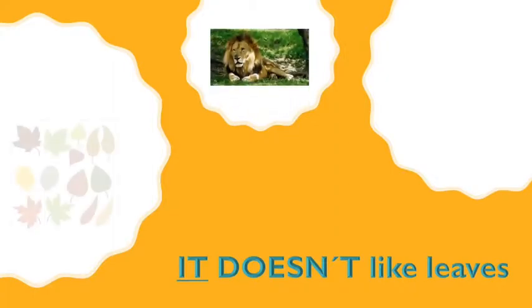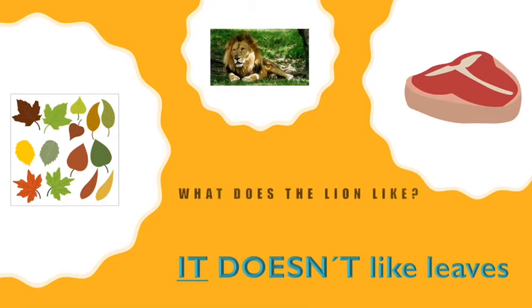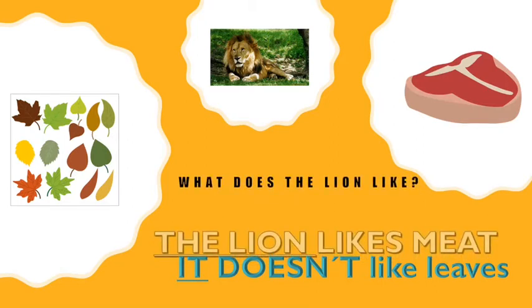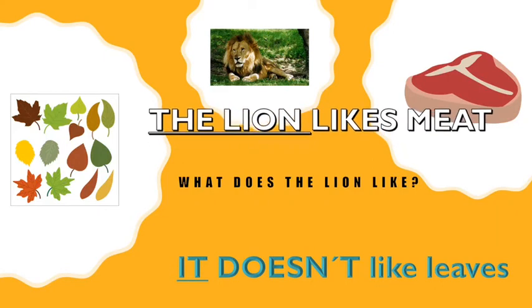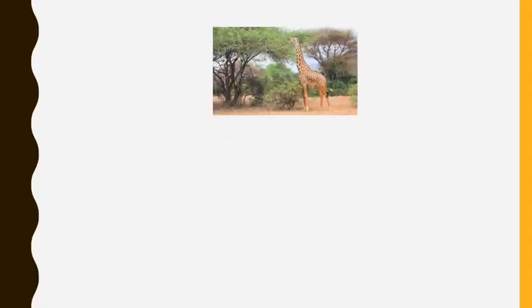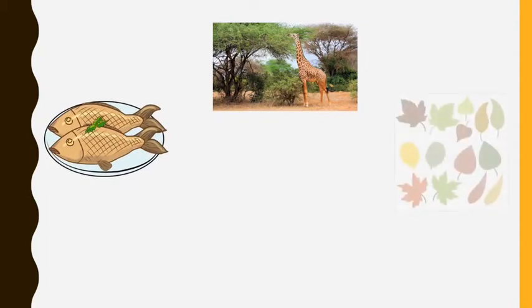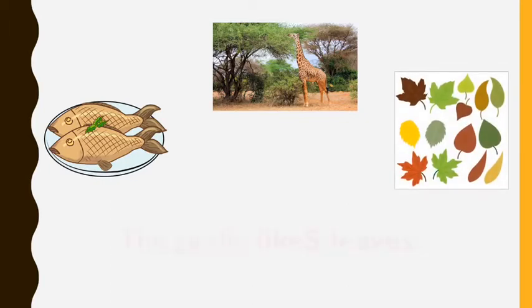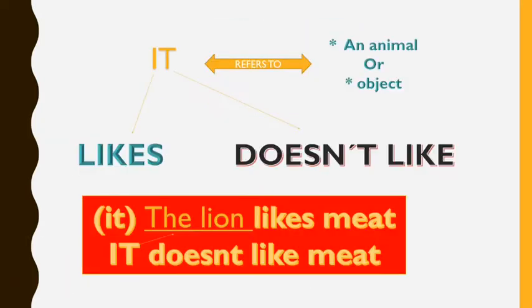Here we have the lion. The lion likes the meat, but he doesn't like leaves. The lion likes meat. It doesn't like leaves. What about the giraffe? The giraffe likes leaves, but it doesn't like fish.